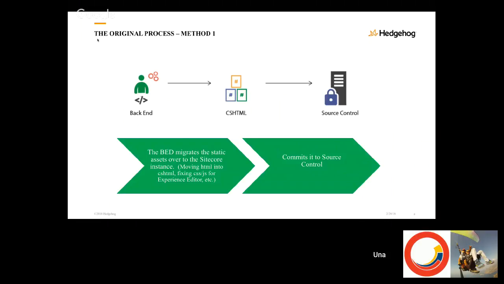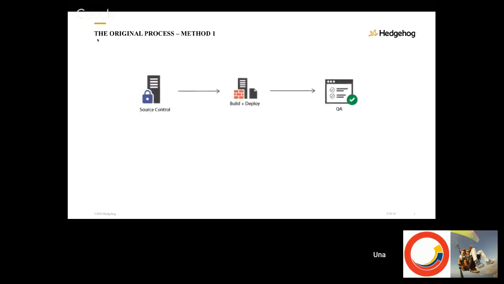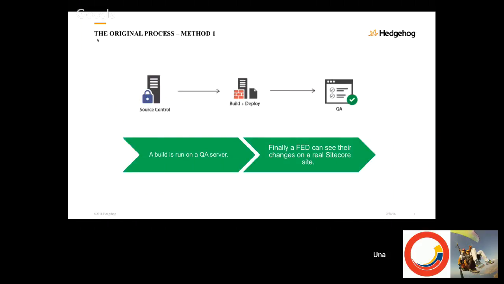After all of that is done, that code gets checked into the source control. If we have all the processes ready and set, the build processes and the continuous integration, the code is getting built, preferably on the QA server. And once all of this is done, the front-ender is able for the first time to see their changes and their actual implementation with Sitecore on QA.